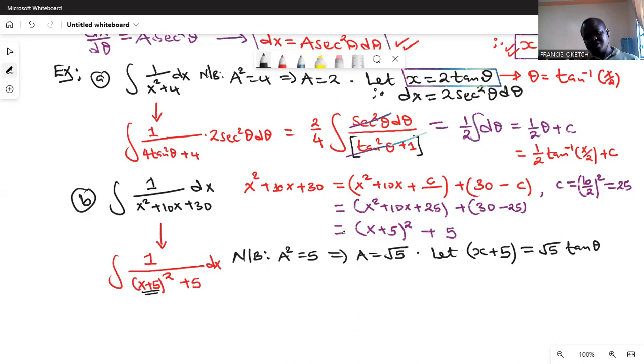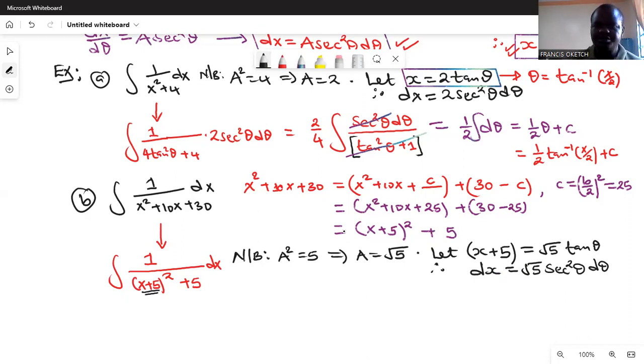So when you differentiate this with respect to x, on the left-hand side you get dx, which is equal to root 5 times the derivative of tan theta, that is sec squared theta. Remember, we are differentiating with respect to theta. Somebody may be asking, why have I not written plus 5 on the left-hand side? 5 is a constant. When you differentiate a constant, you get 0. Remember, it was dx d theta, which after cross multiplying, you get what I have there.